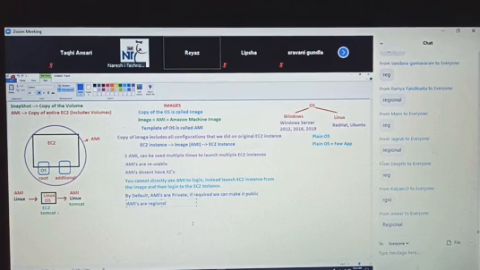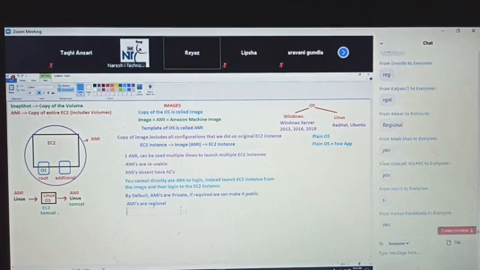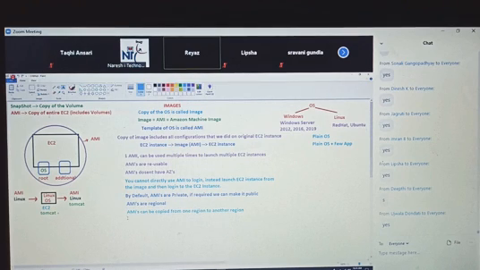AMIs are regional. Very good. So can you tell me, guys, AMIs can be copied from one region to another region? Yes, possible. AMIs can be copied from one region to another region. AMIs can be shared from one account to another account?